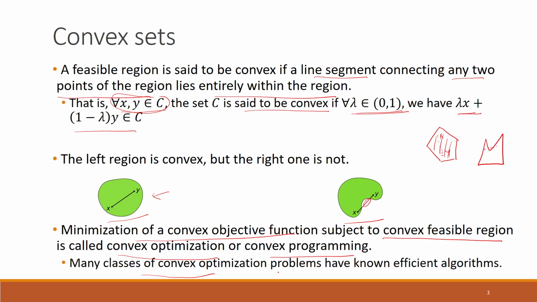Many classes of convex optimization problems have known efficient algorithms. So if we are able to say that our optimization problem is convex, that is, the objective function is convex and the feasible region is also convex, then it is good news that there are already many efficient algorithms to solve such kinds of problems.